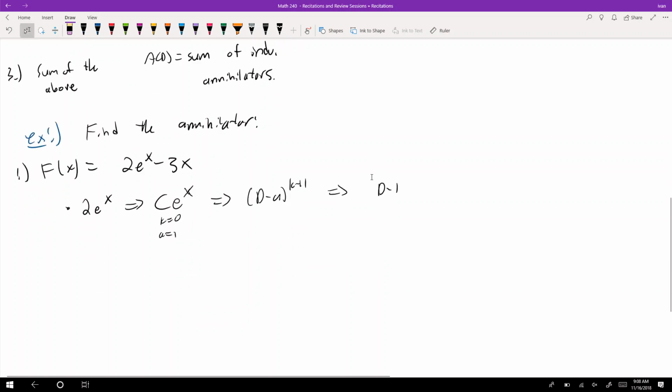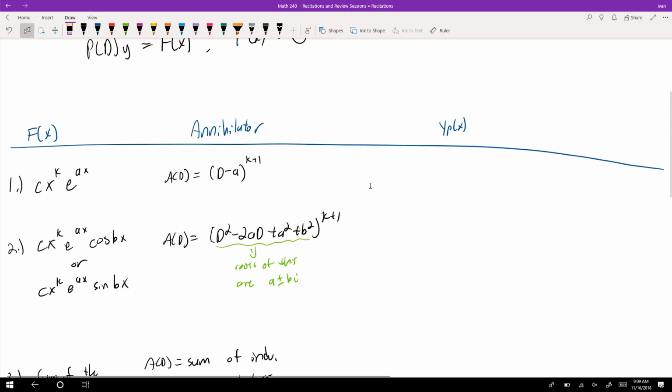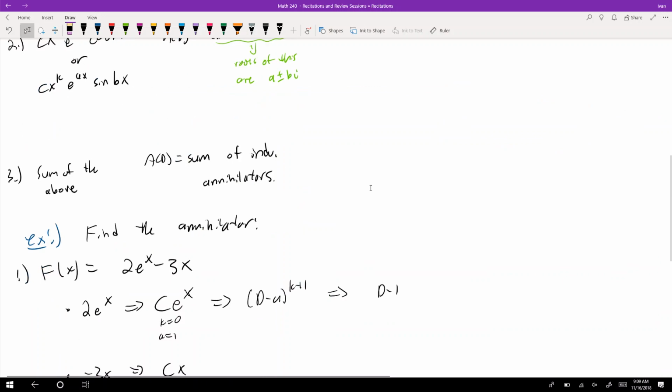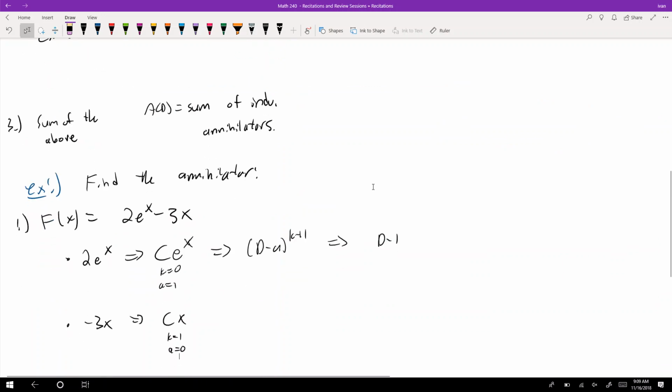All right, next term, same thing, negative 3x. This is a constant times x. So what has changed now? k is equal to 1, but a is 0, right? Because e to the ax, if a is 0, you're raising e to the 0 power, and e to the 0 is 1. So we just don't see the e. If you don't see an e, that just means a is 0. Again, we use d minus a to the k plus 1, except now a is 0, k is 1, and so we get d squared.